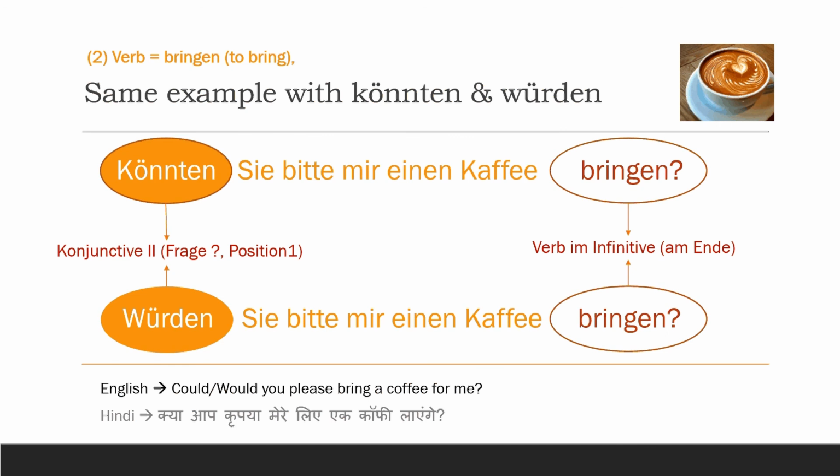Both can be written, the same sentence can be written with könnten or würden, you know. So both are correct and both give the same meaning. Can you please bring a coffee for me, or could you please bring a coffee for me? Same way, the conjunctive II stands in the first position as a question, and at the end comes bringen, which is the infinitive.